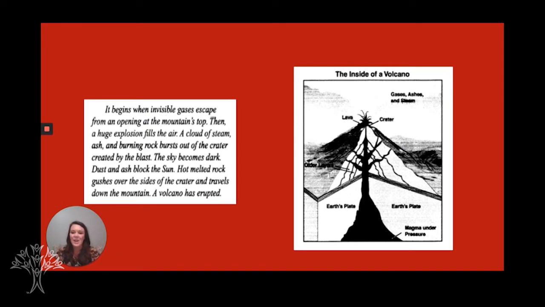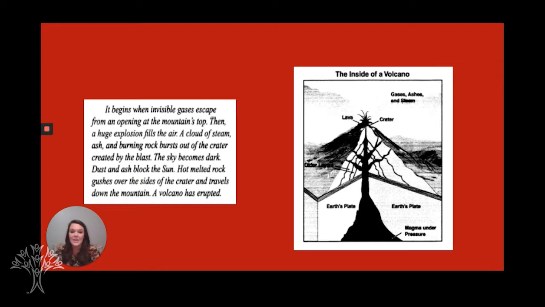It begins when invisible gases escape from an opening at the mountain's top. Then a huge explosion fills the air. A cloud of steam, ash, and burning rock bursts out of the crater created by the blast. The sky becomes dark. Dust and ash block the sun. Hot melted rock gushes over the sides of the crater and travels down the mountain. A volcano has erupted.